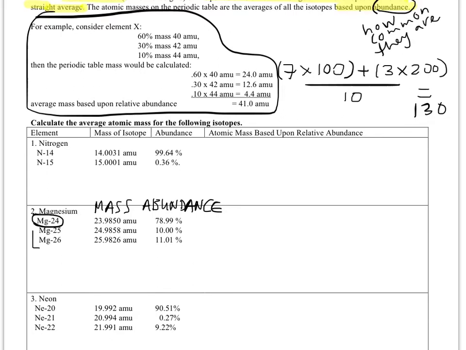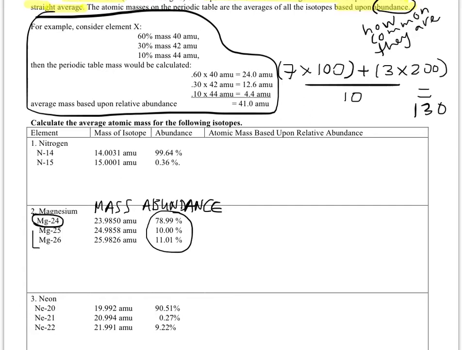So we can kind of predict, because it's a good idea to have sort of a ballpark idea in our head, that our average mass should be the closest to the mass of the magnesium 24, that 23.985 number. All right, it should be closer to that than to like the magnesium 25 or the magnesium 26. So when we get to the end, we want to think about that and make sure we were sort of in the right range.